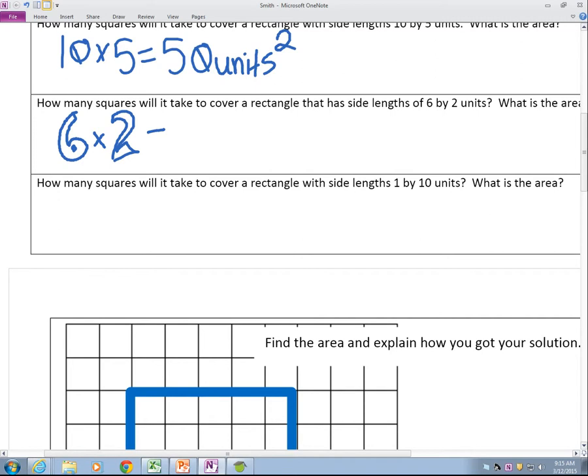And that's going to be 12 units squared. I'm just going to do u squared, because they don't give us units. They don't say inches. They don't say hair length. They don't say feet.